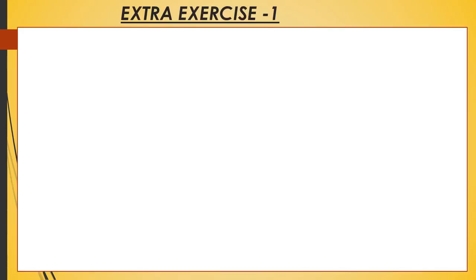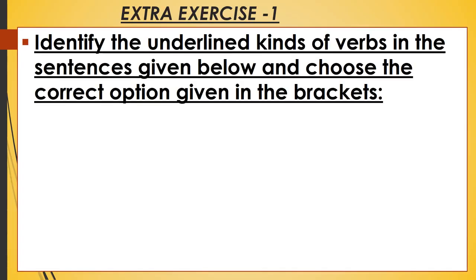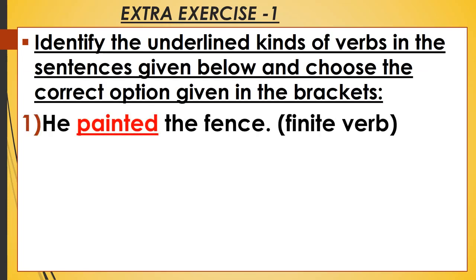Let us start solving exercise number 1. The question is, identify the underlined kinds of verbs in the sentences given below and choose the correct option given in the brackets. Number 1. He painted the fence. So here the word painted is a finite verb because he performed the action in the past. The verb paint directly refers to the subject.